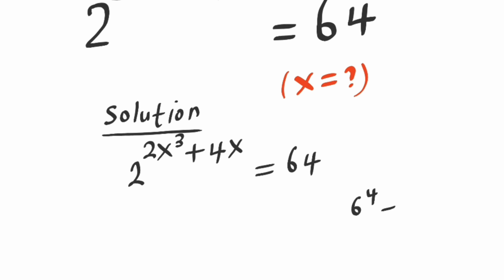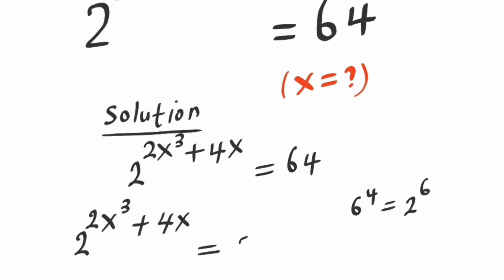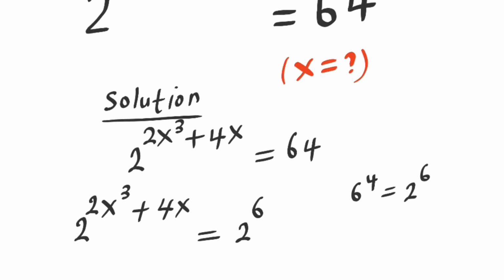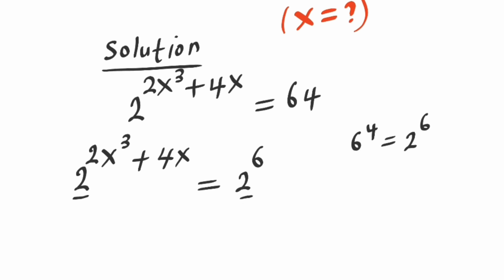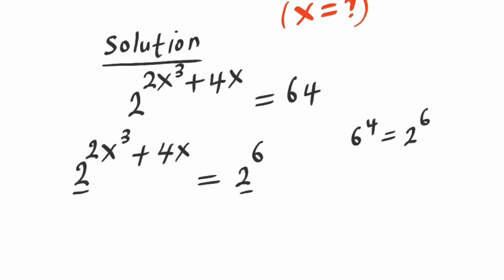64 is equal to 2 raised to power 6. And this is 2 raised to power 2x³ + 4x is equal to 2 raised to power 6. Now they have the same base 2. We consider the exponents. This is 2x³ + 4x is equal to 6.